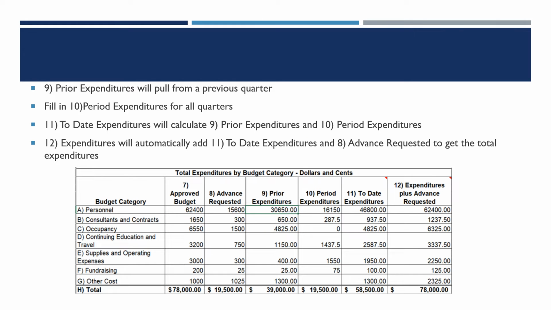The prior expenditures will pull from a previous report. You will not have any information for the first and second advances. It will automatically pull the information on the 3rd and 4th advancement and the final report. Period expenditures will not enter for the first advancement, but you will enter the prior quarter's expenditures on the 2nd, 3rd, 4th, and final reports.